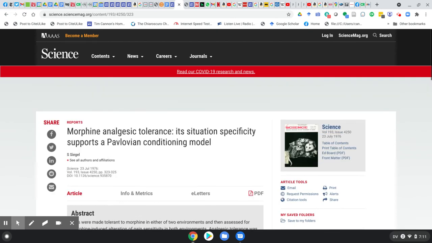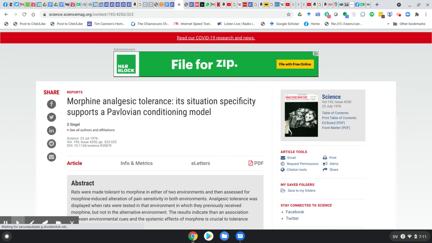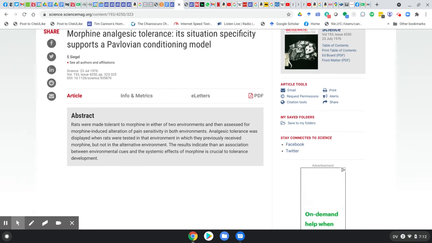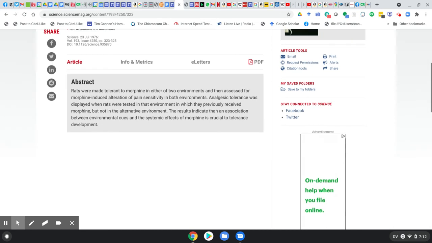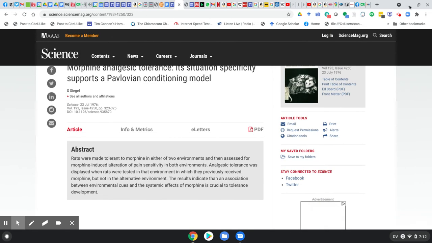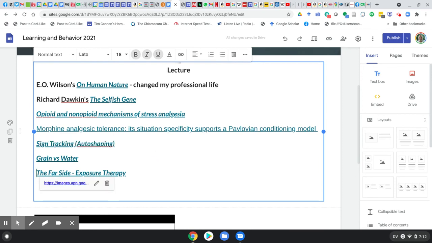So I still feel guilty over laughing at Shepard Siegel. So here's science again, and he's the sole author, which is huge. Morphine analgesic tolerance. Its situation specificity supports a Pavlovian conditioning model. Rats were made tolerant to morphine in one or two environments. Then they assessed pain sensitivity. This is no doubt where the hot plate was used. Tolerance was observed when animals were tested in the environment in which they had originally gotten their morphine, but not in the novel environment. This was big. Shepard was so right.